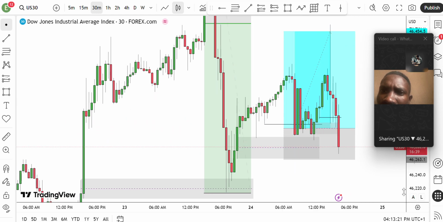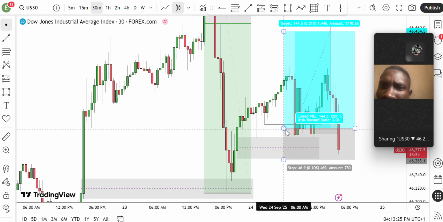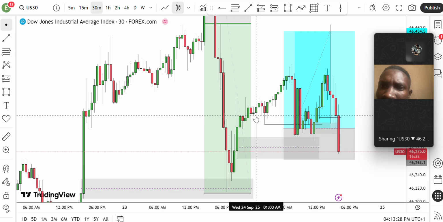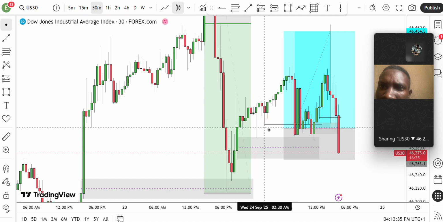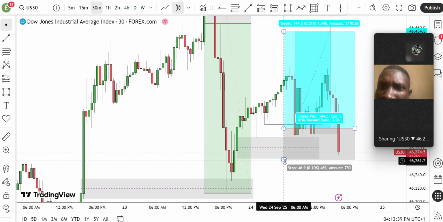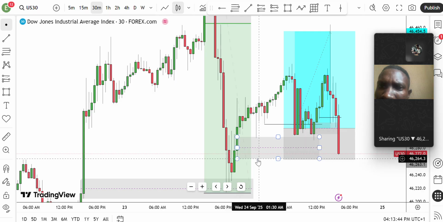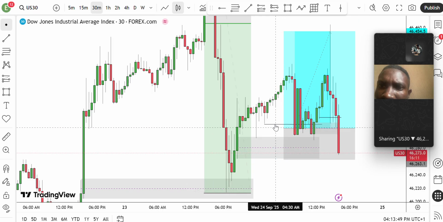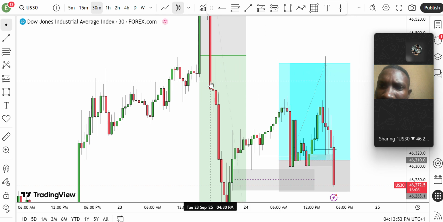My entry has changed because I now had to take entry here. This one too tapped into the demand zone a little bit and then kept on moving, so this one was now the inducement. So I felt, let me put my entry here. When I put my entry here, my risk has to remain the same because I don't want to change my place of risk, because price should not get to this place. So I now had to adjust my target from here to here.